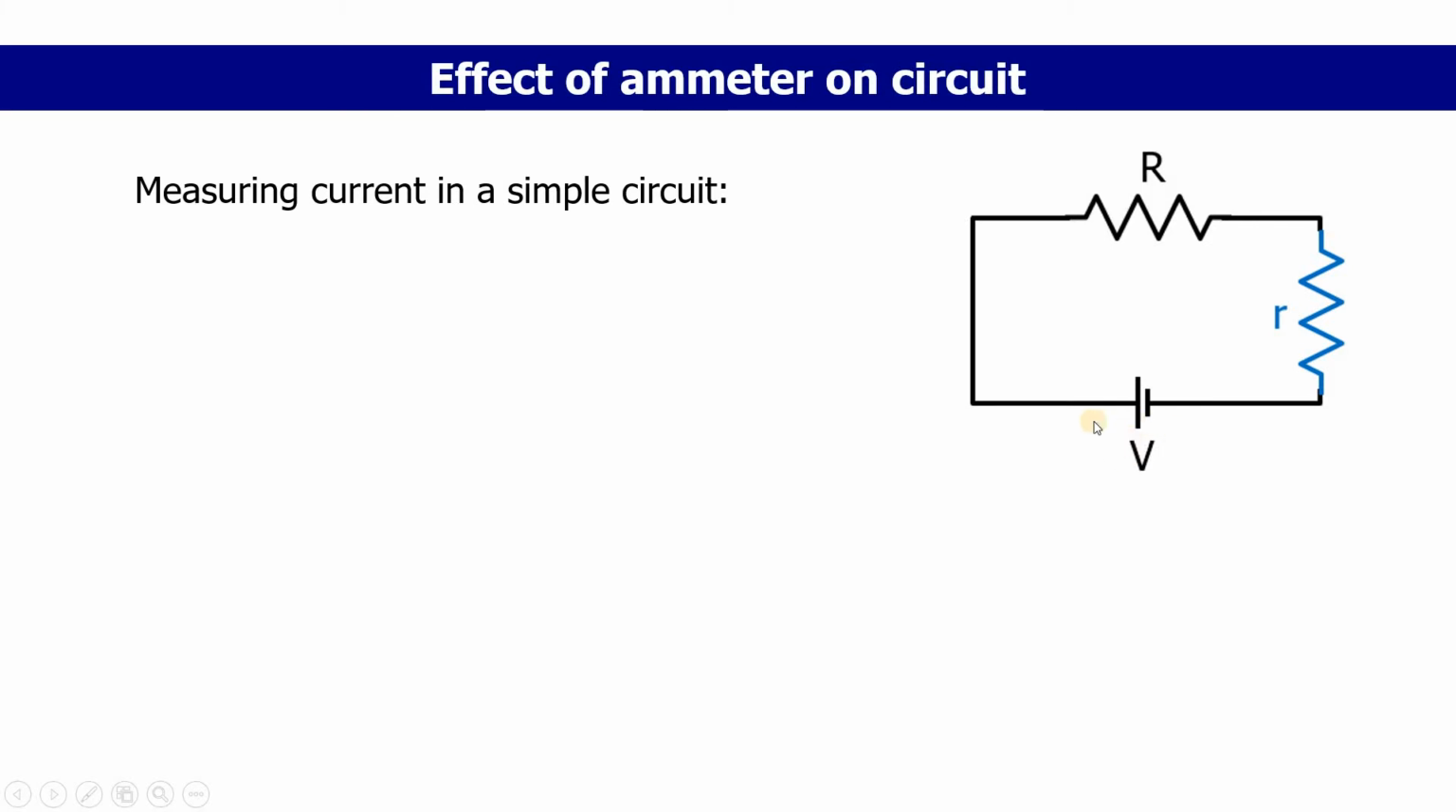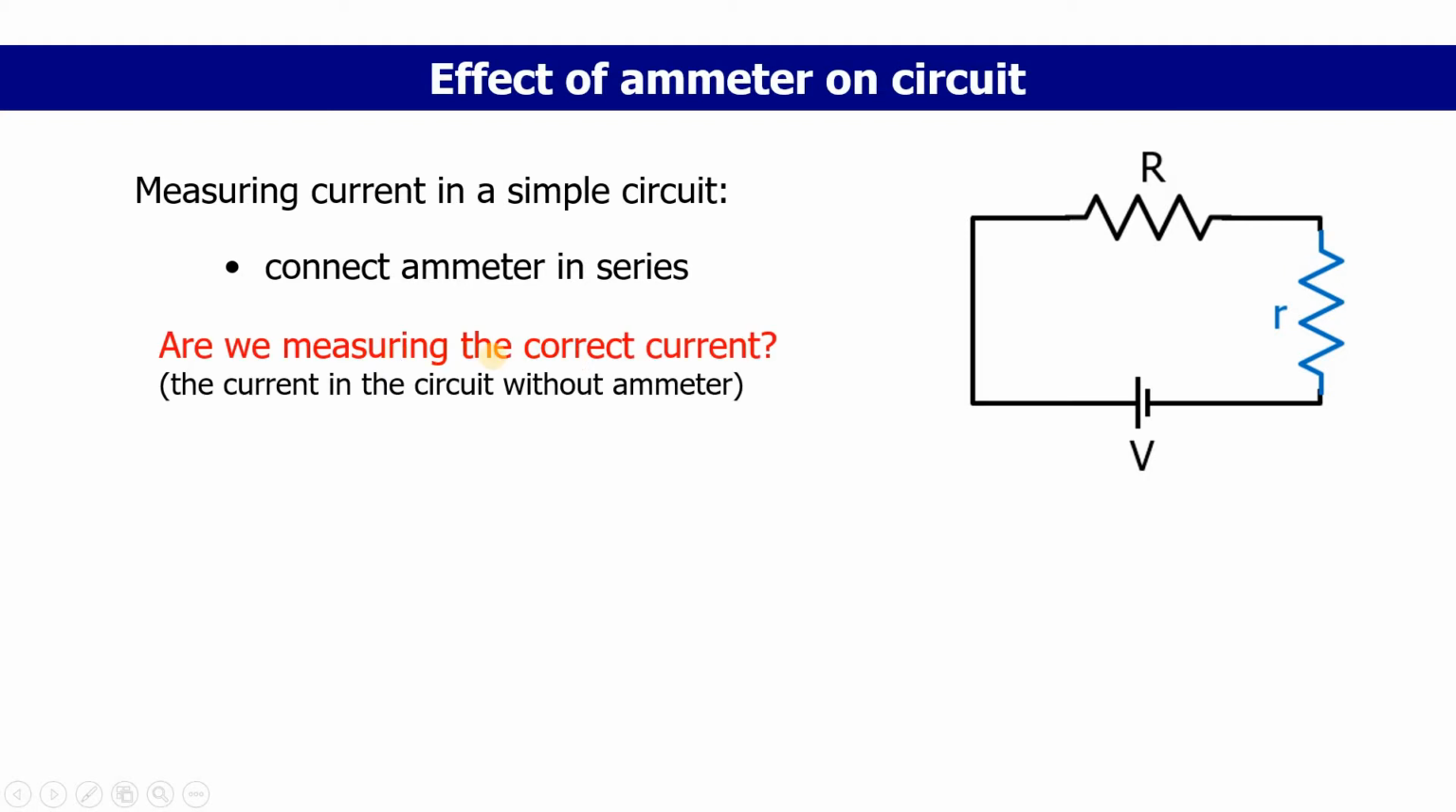Coming to the effect of the ammeter on the circuit. In this circuit, some voltage V is applied across a load R, and this is your ammeter resistance, which is smaller. We connect the ammeter in series. Are we measuring the correct current? The current in the circuit without the ammeter: without the ammeter, the resistance is 0 here, so the total current I is equal to V by R from Ohm's law. Any ammeter has some resistance. Let us assume that resistance is R_A here.